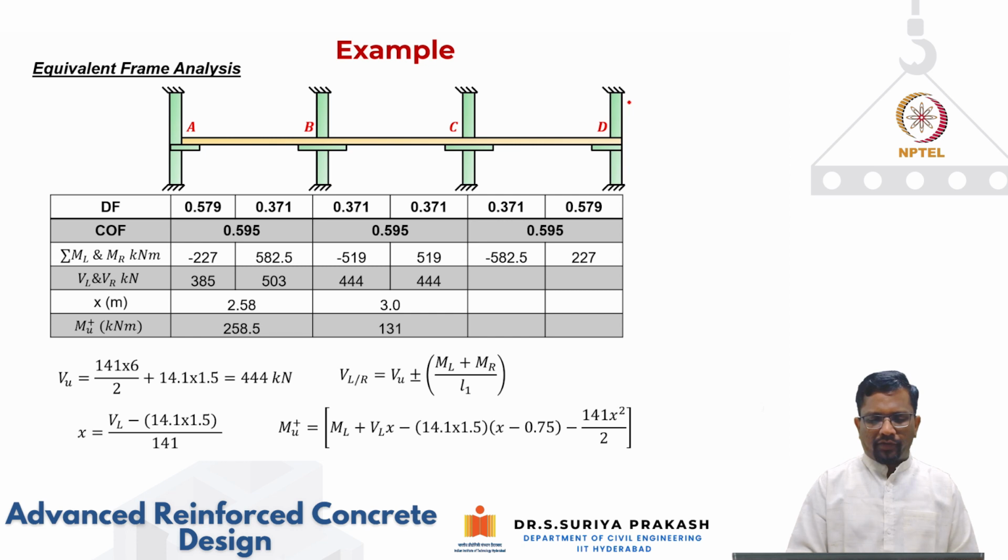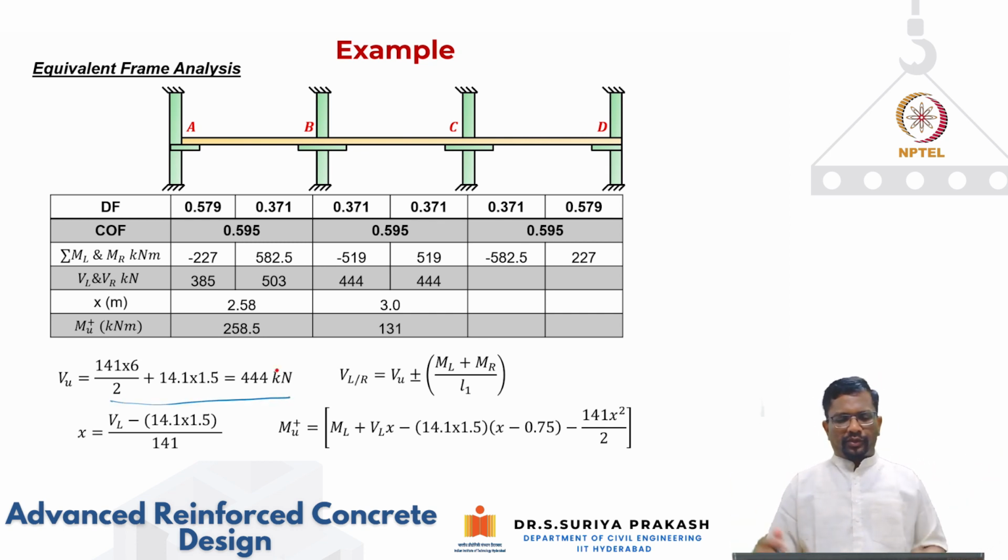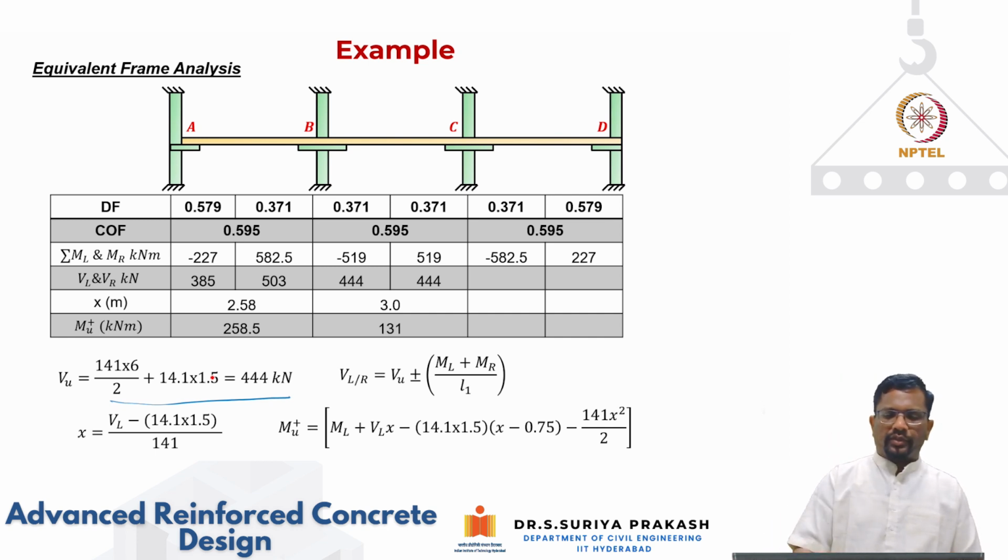Similarly, the shear also we can calculate if it is a uniformly distributed load like this with the same moments. We know that the shear is going to be 14.1 times 6 by 2 plus 14.1 times 1.5, that works out to be 444 kilonewton. But if your moments are not going to be symmetrical, we know how to calculate your positive moment from a simple free body diagram of the moments.